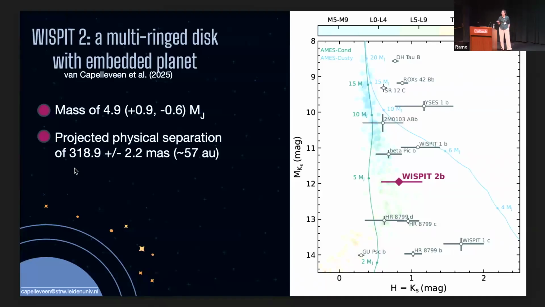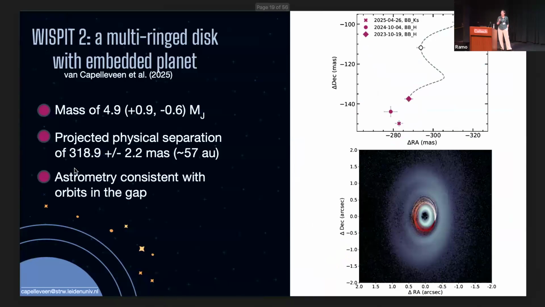What was nice is once we knew where to look for the planet, we could retrieve it from our very first observations as well, which gave us astrometric measurements over a period of approximately 1.5 years. And it turns out that with only these measurements, if you limit it to only allowing orbits within the gap, then these measurements are consistent with various orbits of the planet in the gap, which makes this system the very first system with a gap-carving planet that can then be really used in the future for planet-disk interaction models.